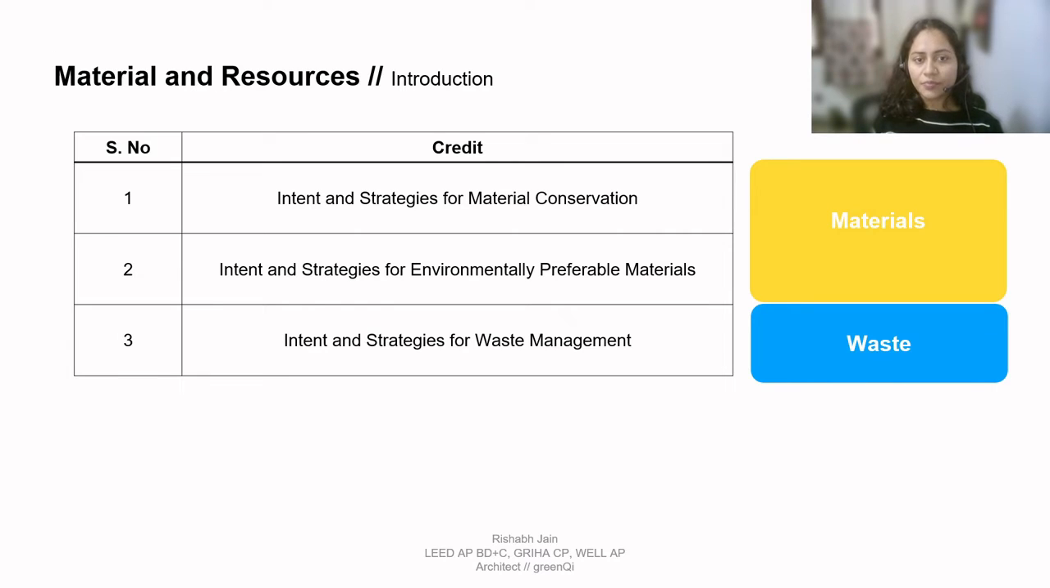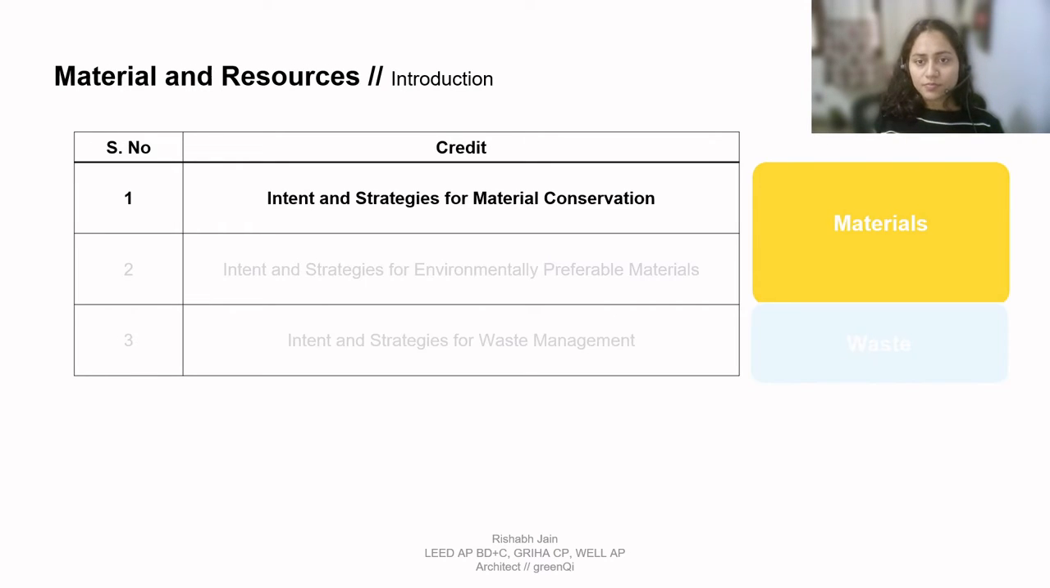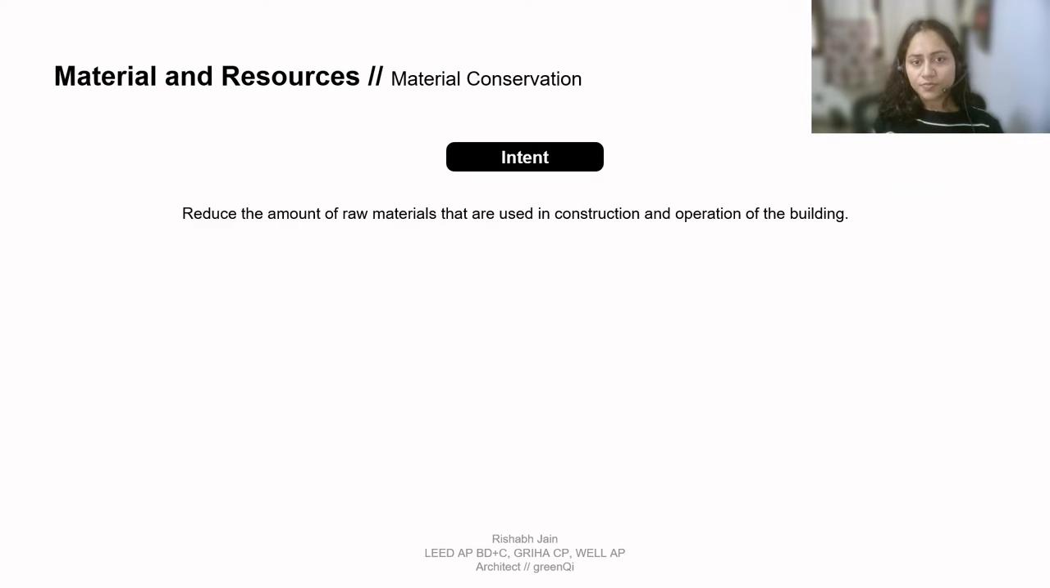So there are three main intents here. First is material conservation. Second, strategies and intent for environmentally preferable material. There are different definitions of environmentally preferable material, because there are certain standards that you have to follow if you want to claim, if you want to use a particular environment friendly product. And third is waste management. So as you can see, the first and second talk about materials, and the third one talks about waste management. First we'll be looking at the intent and strategies for material conservation.